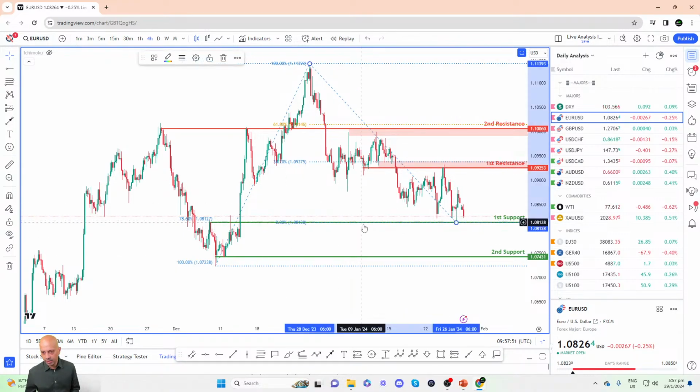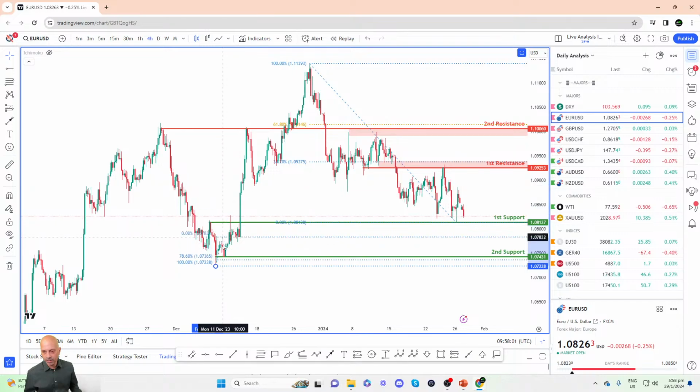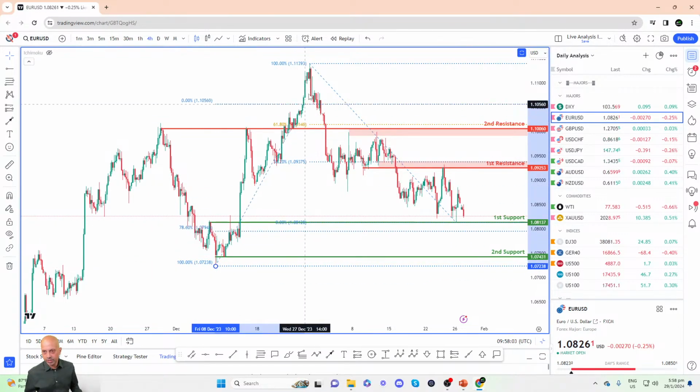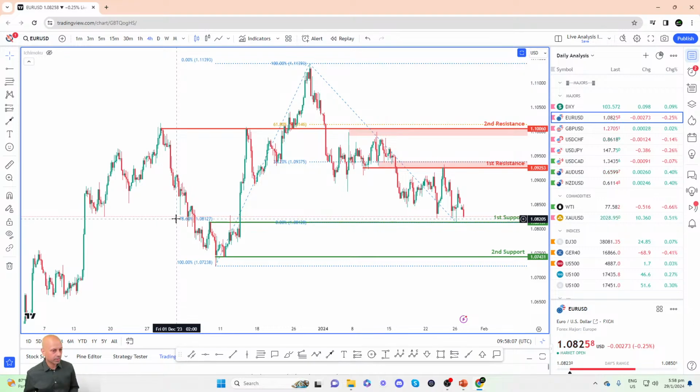So this tells us that this is a pretty significant overlap support level at 1.0813, which also aligns very well with the 78.6% Fibonacci retracement. So we started this retracement here 8th of December going up to this high on the 28th of December. So that's how we found the 78.6% Fibonacci retracement.